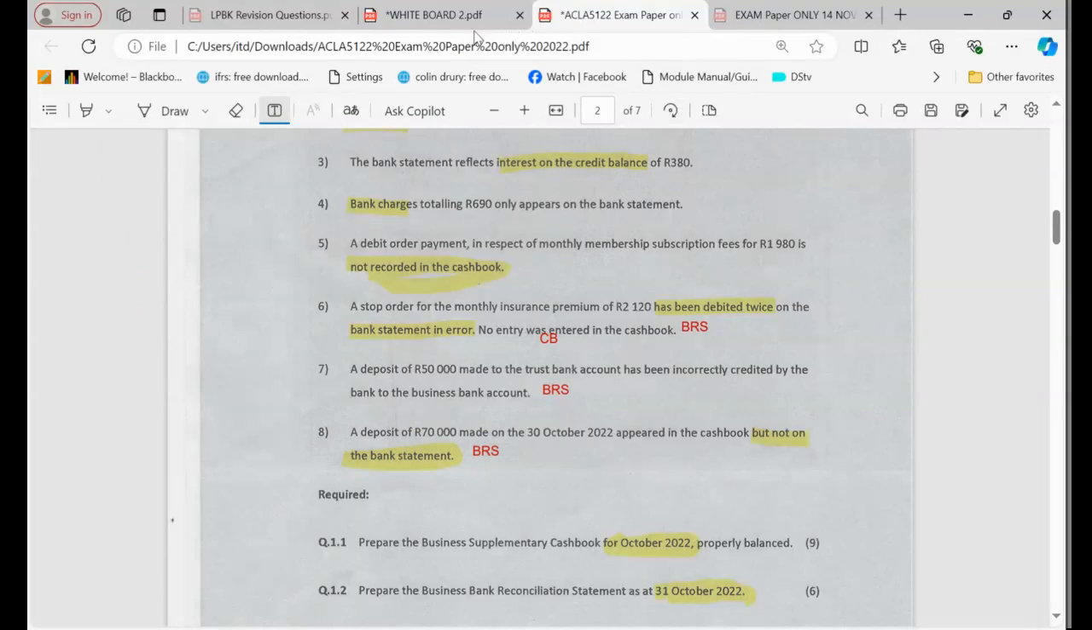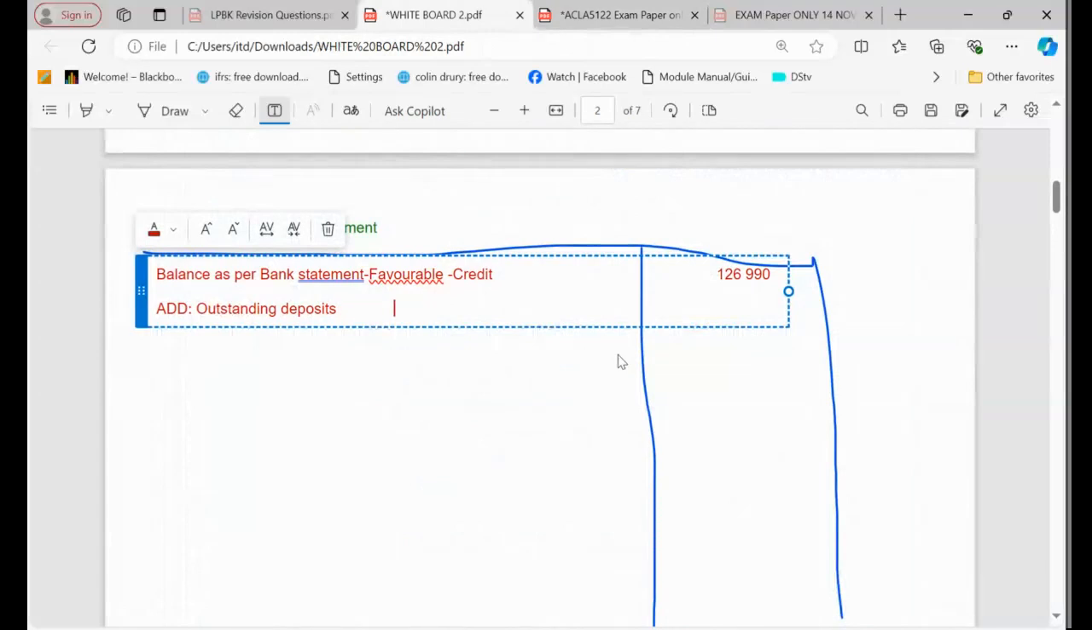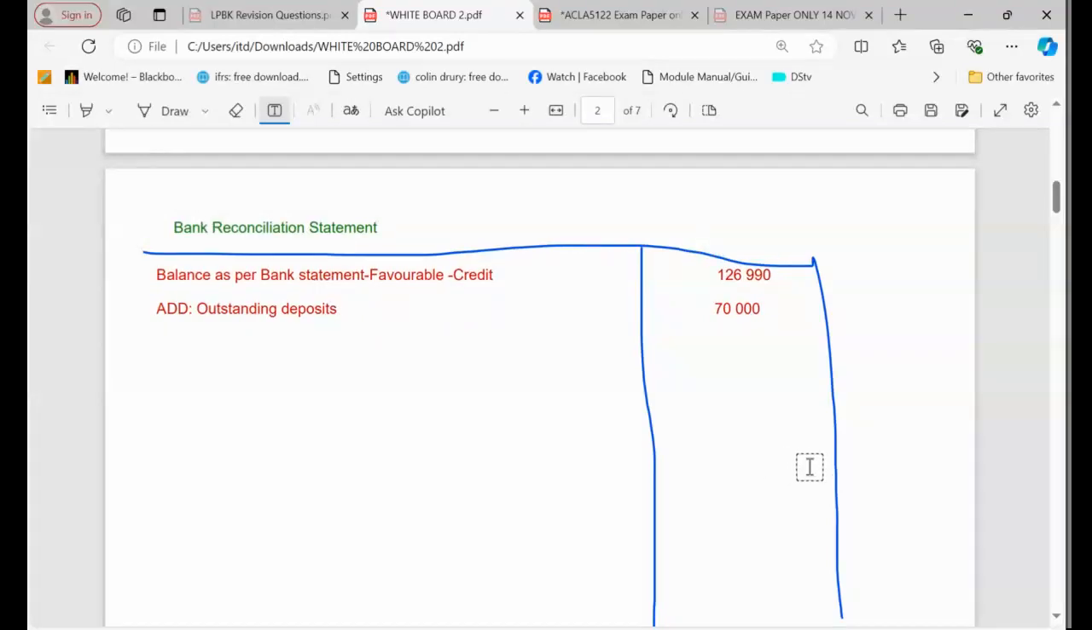We only have one deposit, so this one is easy because we just have to add that 70,000. Remember, in future you can have more than one deposit. What you must do is list them one by one under deposits, and thereafter the total will be there, because we can find more than one outstanding deposit.